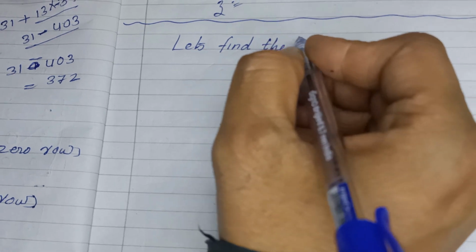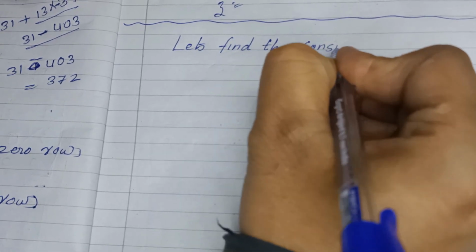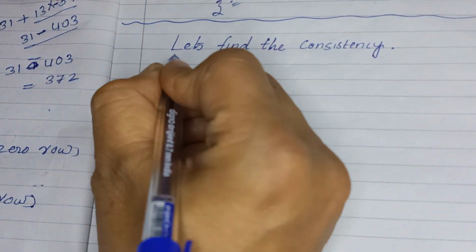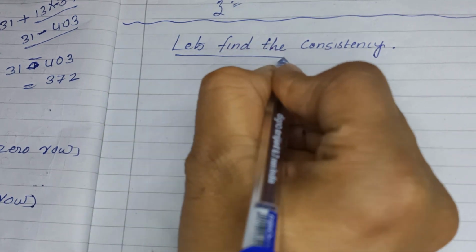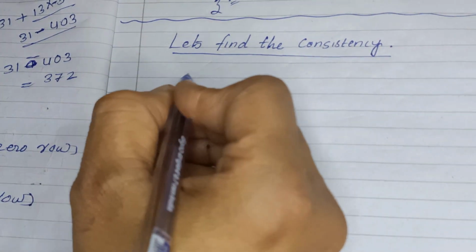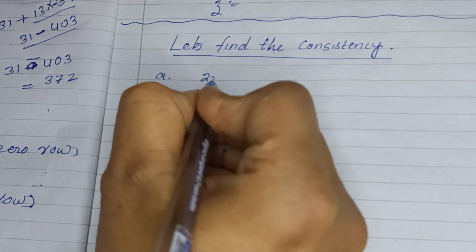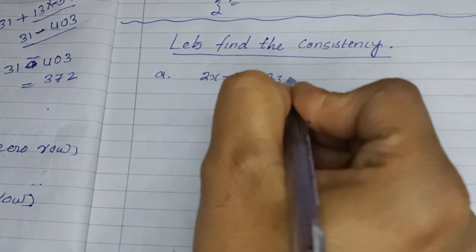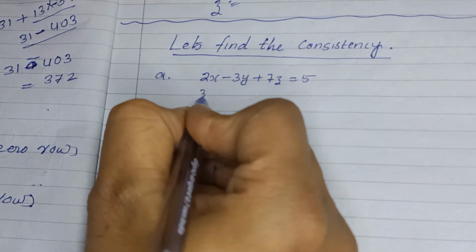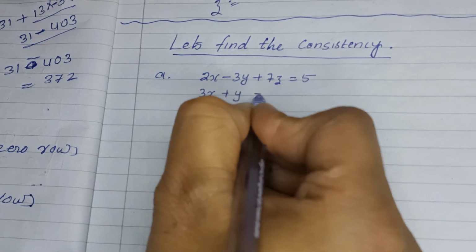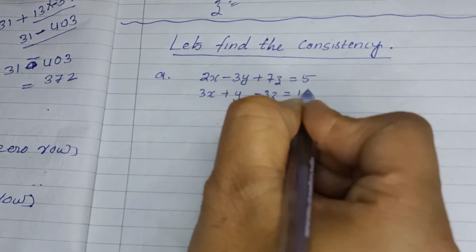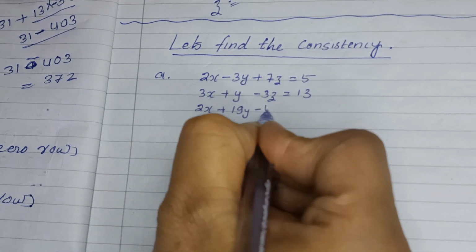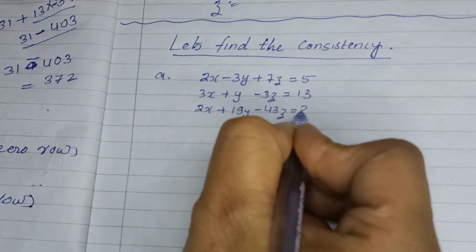Let's find the consistency for this equation, whether it is consistent or inconsistent. The question is, let's say 2x minus 3y plus 7z is equal to 5, 3x plus y minus 3z is equal to 13, 2x plus 19y minus 43z is equal to 32.